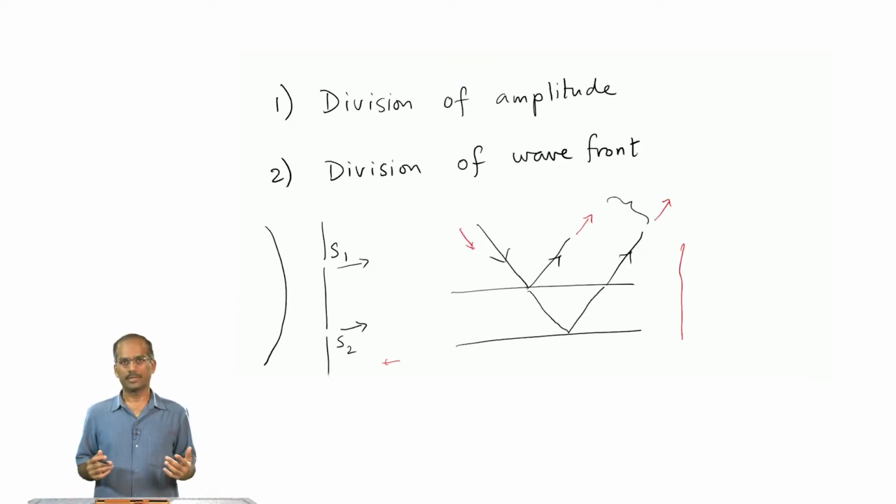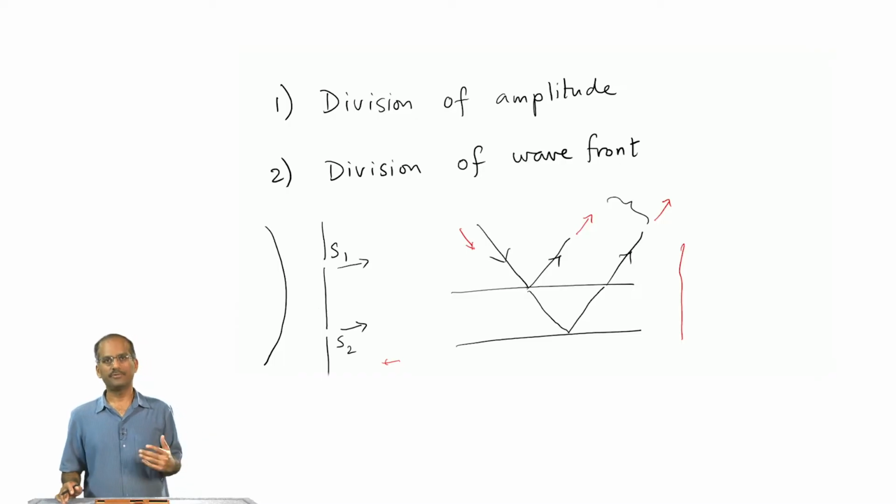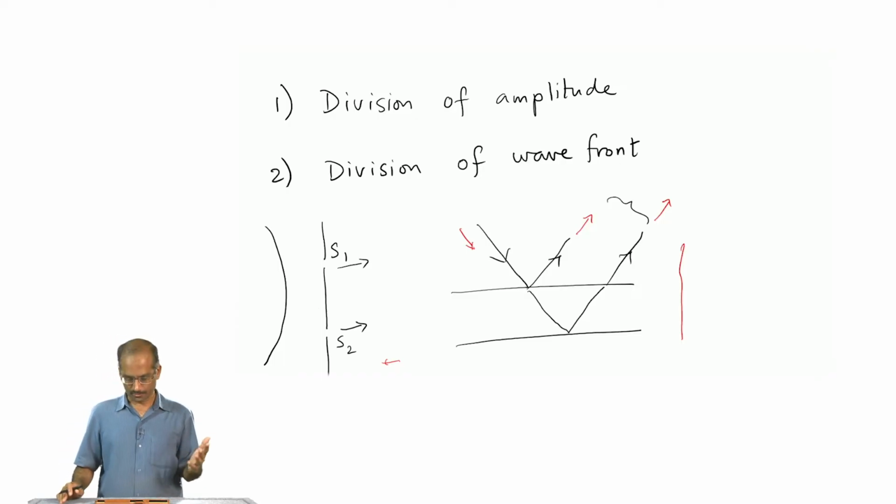Just to recall once again, we said that for interference to happen, you need two beams of light. Typically, you should split a single beam of light into two. Depending on how you do that splitting, you could either have a division of amplitude or a division of wavefront. In the division of amplitude, the way it works is like in the figure shown here on the right side.